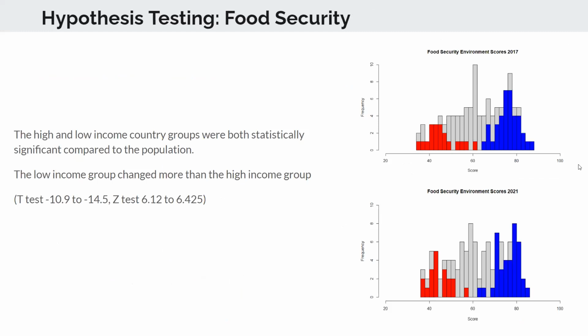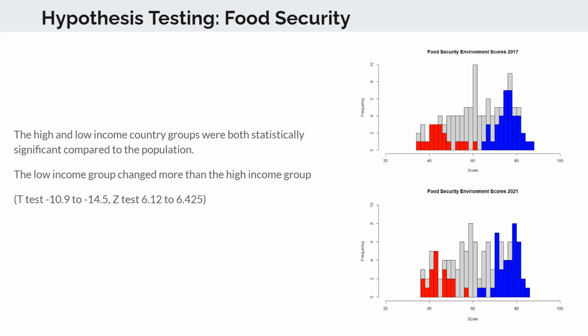So for some of our hypothesis tests, we wanted to check whether there was a significant change between the mean food stability of countries compared to the high income and low income countries. Out of the 113 countries in this data set, 38 were classified as high income and 19 were classified as low income.